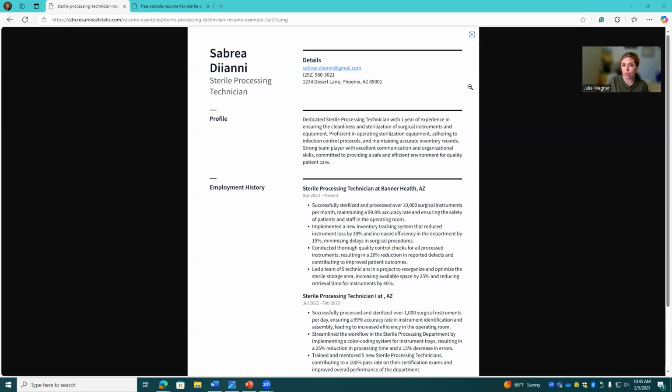So that is your technical skills. Those are the hard hands-on skills that you do every day. And then the last sentence is actually the soft skills. If you notice on this type of resume, there's not a separate portion for somebody to list their skills in bullet points, so they added it into the summary section. The last sentence says strong team player with excellent communication and organizational skills, committed to providing a safe and efficient environment for quality patient care.